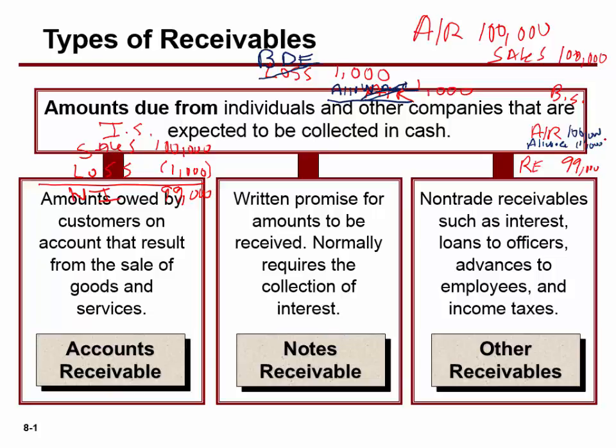The accounts receivable is a debit. The allowance is a credit. Isn't that a contra asset? So my net receivable will be 99,000, won't it? Net receivable will be 99,000 and the balance sheet will still balance, won't it? Does the balance sheet still balance?